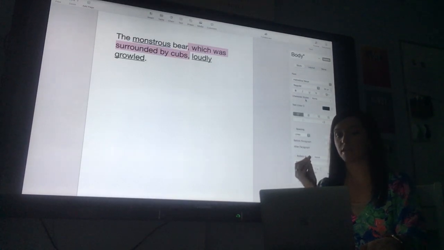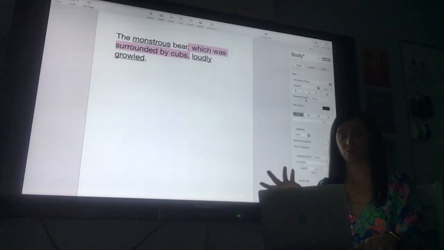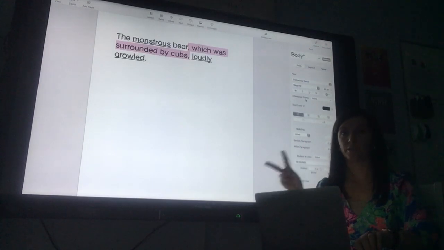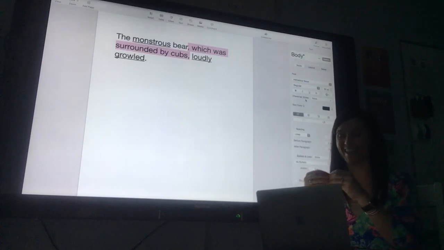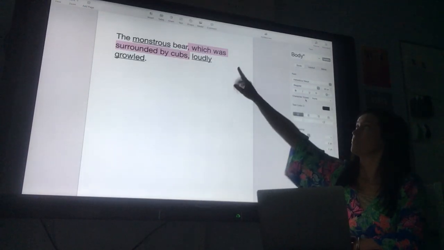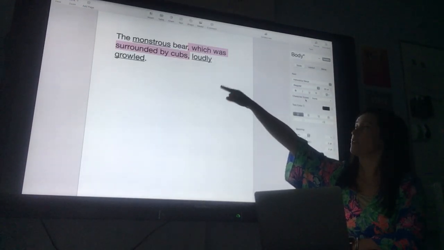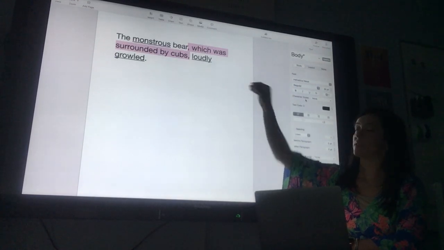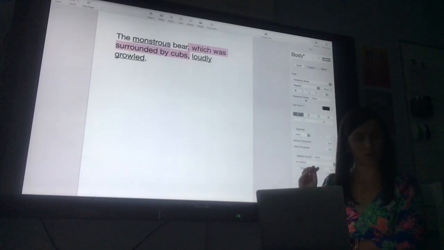So I'm just going to take the noun, like bear. The bear was surrounded by cubs. Does that make sense? It does. Because your who, which clause replaces your subject ultimately. So who, which clause has to have two complete thoughts fused together, and it's surrounded by commas. So the monstrous bear loudly growled, a complete thought. The bear was surrounded by cubs. That would be a complete thought. So this is an appropriate who, which clause.